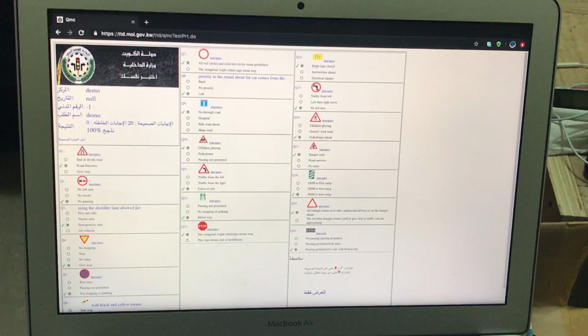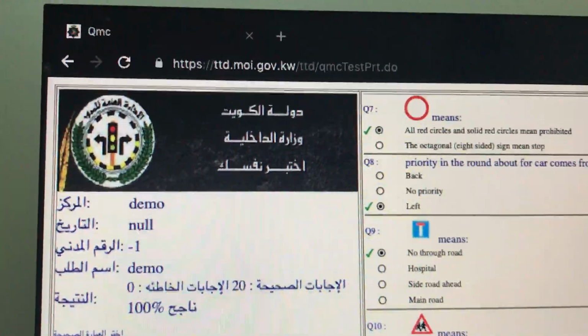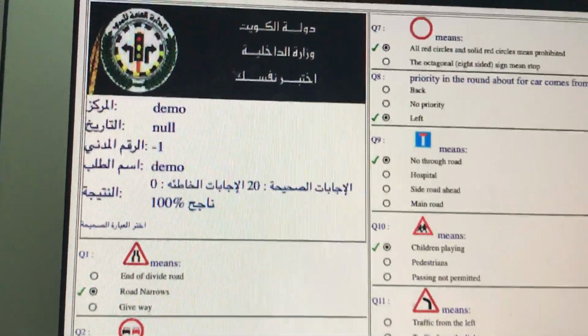So here, like this, you can get the right answers for each and everything. If you want, I can zoom in and let you know what the right answer is. Okay, so here it is. This is the website that you have to go to and take the test. This is the demo, and I got 100%.